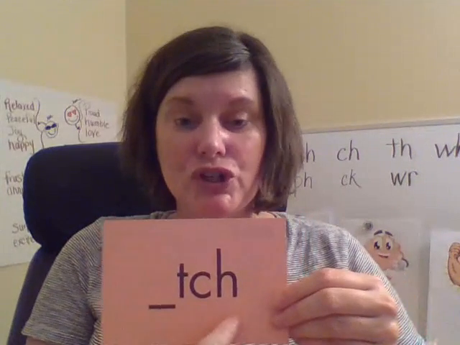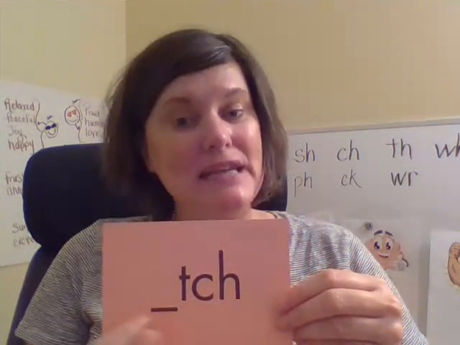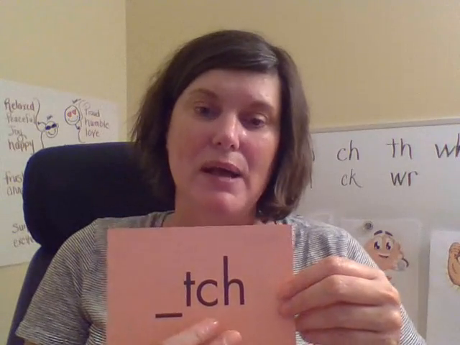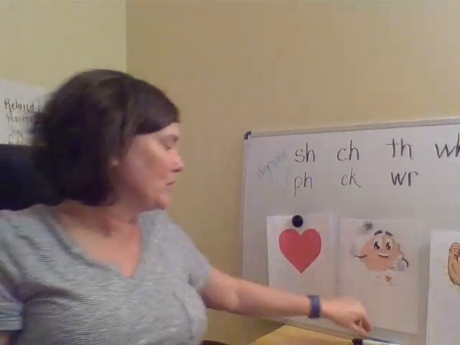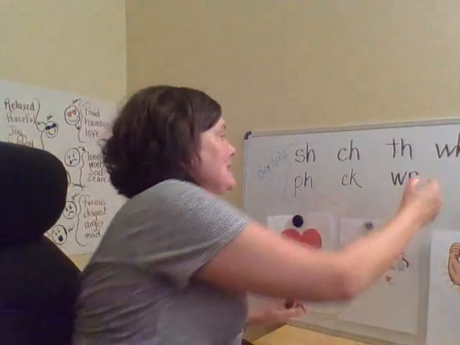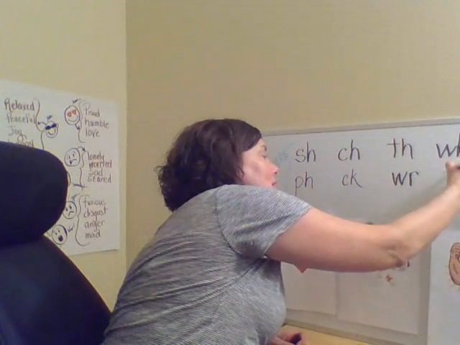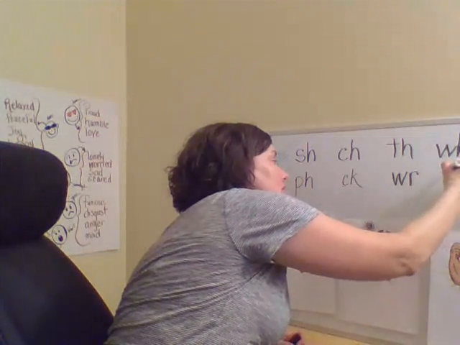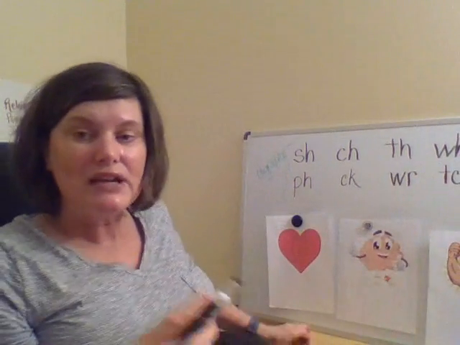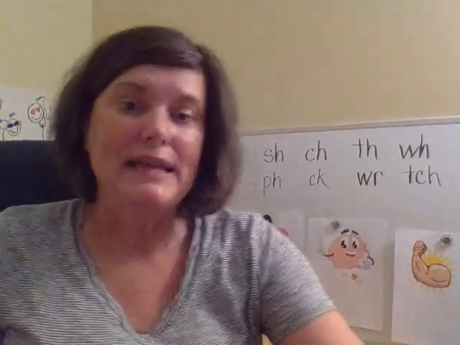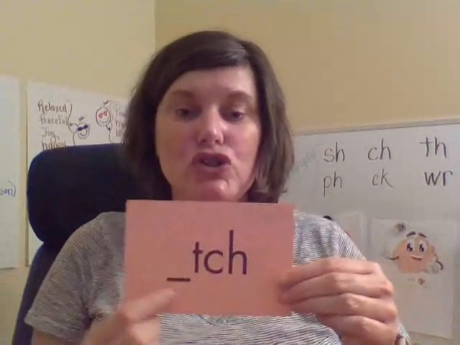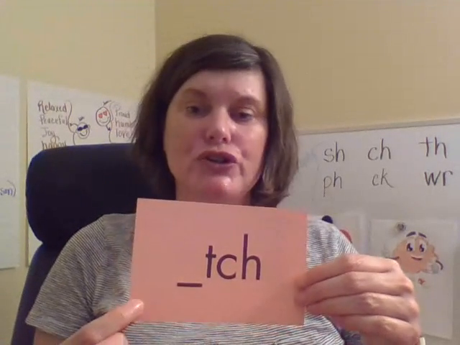Okay. Remember, this says ch, and it will only be at the end of a word. It's a digraph. And actually, I have a list of digraphs up on the board. So I'm going to add TCH to our list of digraphs. Digraphs are when you have two or more letters together to make one sound. So this says ch, together, ch. Your turn, ch. Good job.